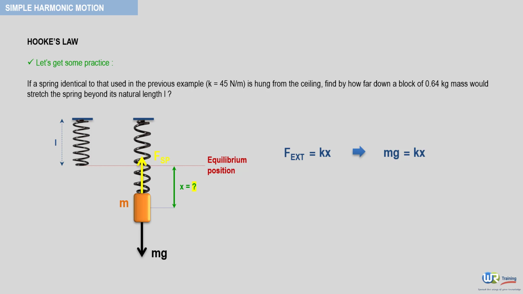So we know the value of m, g, and k. So substituting for the known values, we then have the following. And this allows us to determine the value of x. And x here is equal to 0.14 meters. So this means that in this configuration, a block of mass m of 0.64 kg would stretch the spring 14 cm beyond its natural length L.